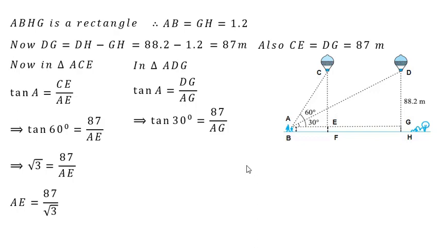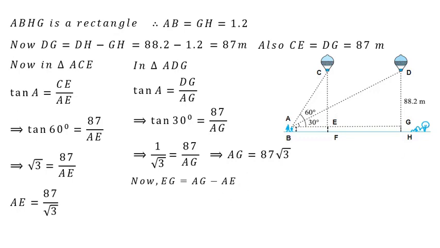The value of DG is known, the value of angle A is known. I will again put the values and I will find AG. Now I know the value of AG, I know the value of AE. So I can find the value of EG. Okay, EG is equal to AG minus AE. So I will put their respective values.